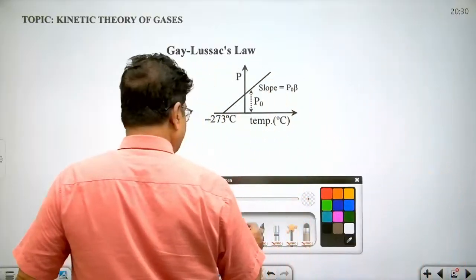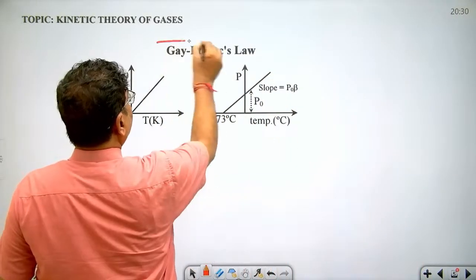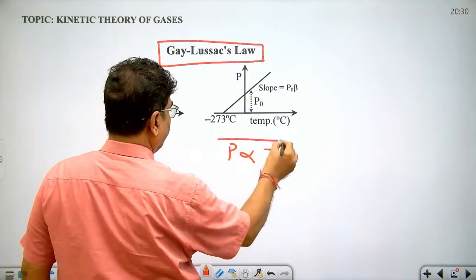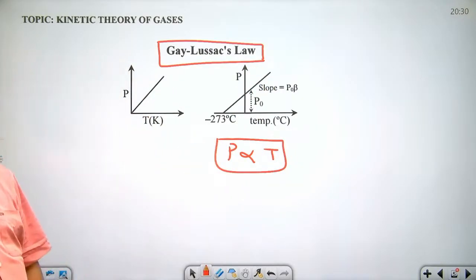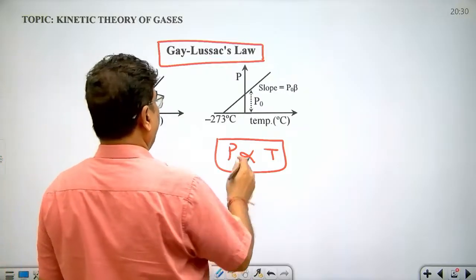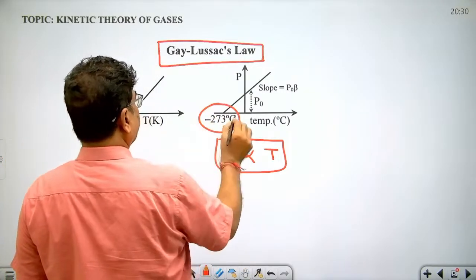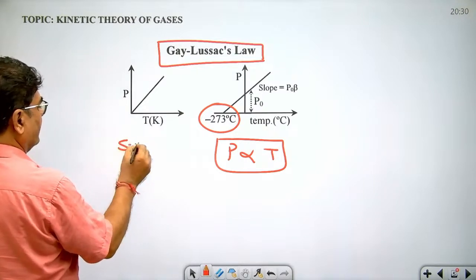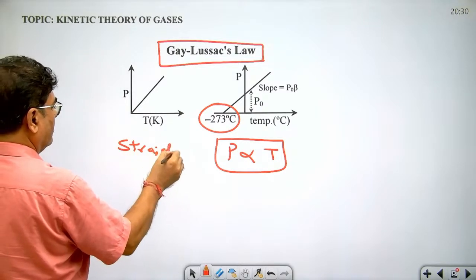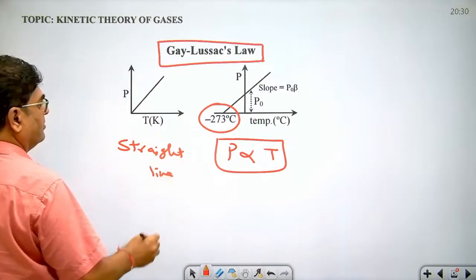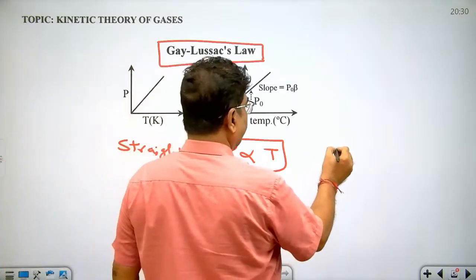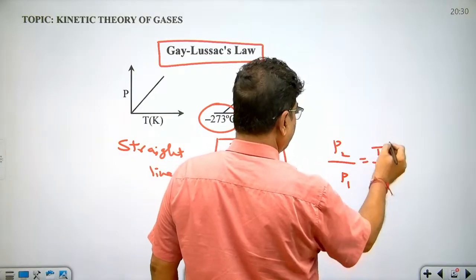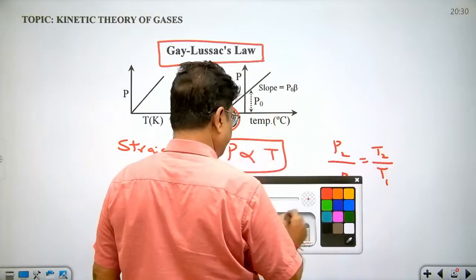Now let's talk about the Gay-Lussac law. According to Gay-Lussac law, the pressure of a gas is directly proportional to its temperature. And at temperature minus 273 degrees centigrade, pressure becomes 0. The graph between pressure and temperature is a straight line. For numerical problem, we will be writing P2 upon P1 equal to T2 upon T1. This temperature will be in Kelvin.